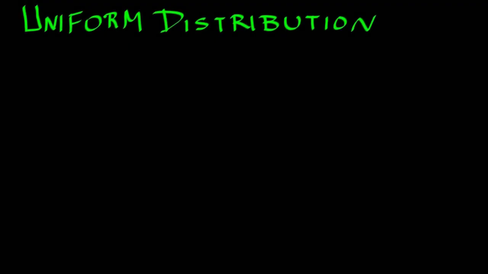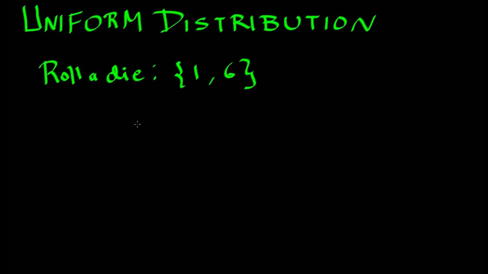Hello, welcome back. In this video, we are going to talk about uniform distribution, and we will take an example of rolling a fair die. When we roll a die, what are the total outcomes? It can be 1 to 6.